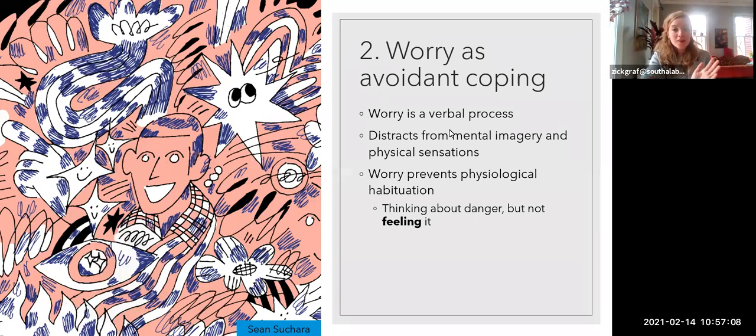And in that way, it might be the case that worry prevents physiological habituation or even safety learning. We're thinking about potential dangers, we're thinking about things that we don't want to happen, we're thinking about the worst case scenario, but we're not really letting ourselves fully feel what it would feel like, fully put ourselves in that situation, picture it, and let ourselves feel it.